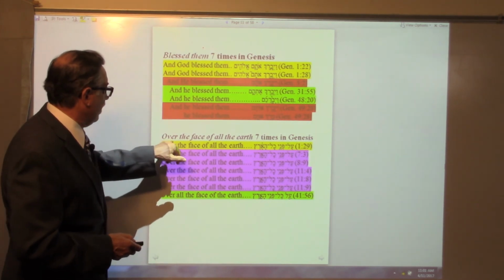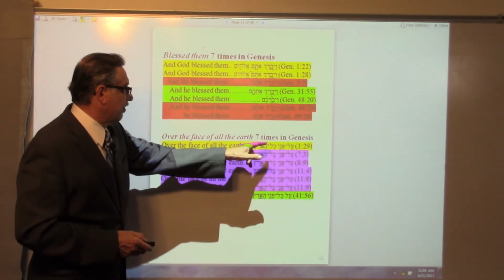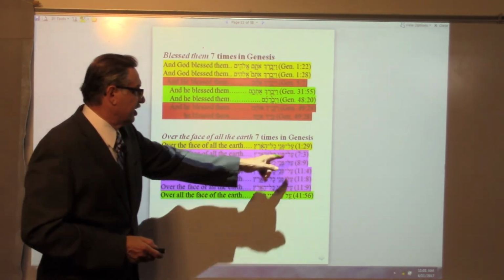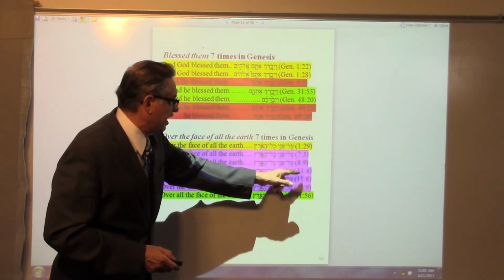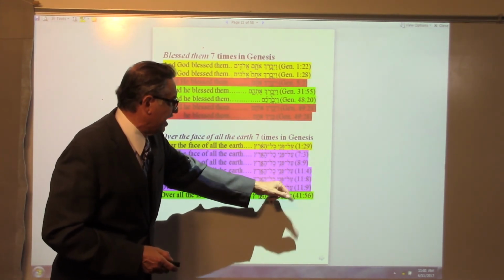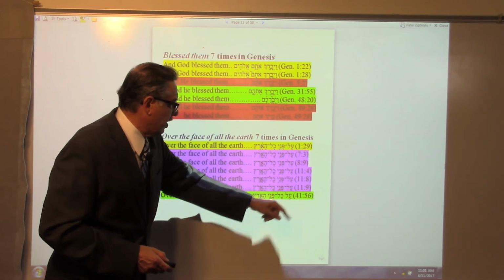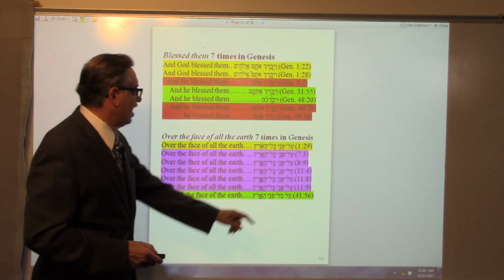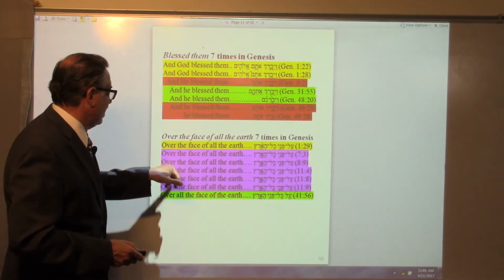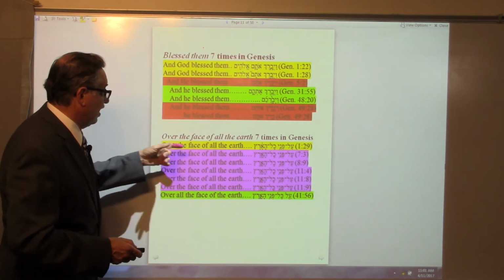Here we are, another one. Over the face of all the earth. 7 times in Genesis. Genesis 1:29, 7:3, 8:9, 11:4, 11:8, 11:9, 41:56. Al Panei Kal Haaretz. Over the face of all the earth.